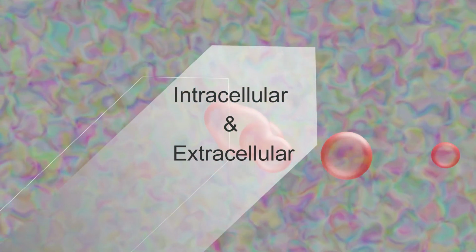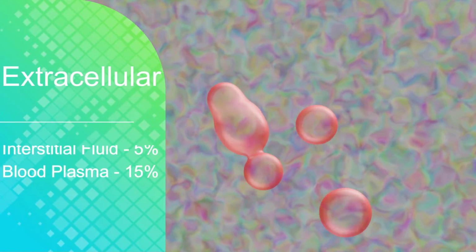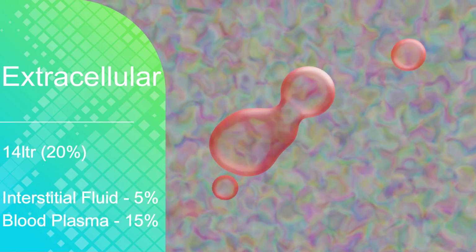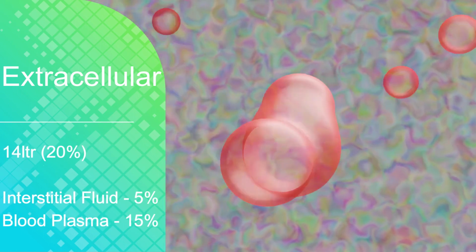Intracellular is about 28 liters. It is 40% of body fluid, the sum total of the fluid content of all the cells present in the body. Extracellular means about 14 liters and 20% of the body fluid. It can be further divided into interstitial fluid, which is 5%, and blood plasma, which is 15%.